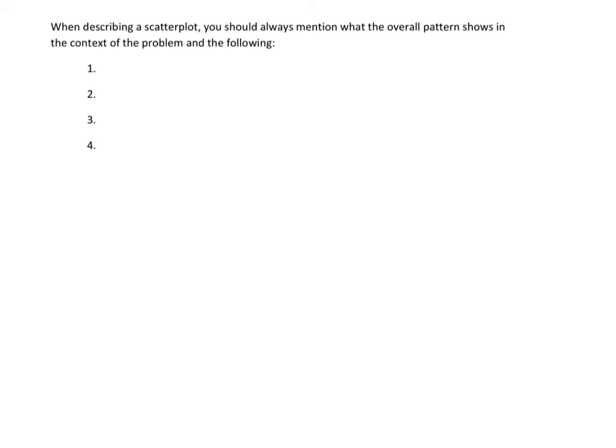So we're going to now talk about what you need to look at when you're describing the association in the scatter plot. So the first thing you always need to do is discuss the context of the problem. And I'll explain what I mean by that in just a moment. The other thing is that there are 4 other things that you need to look at. The first thing that you need to look at is called direction.